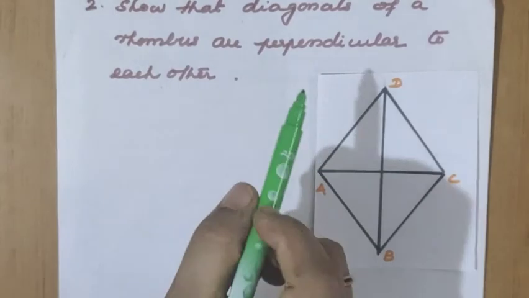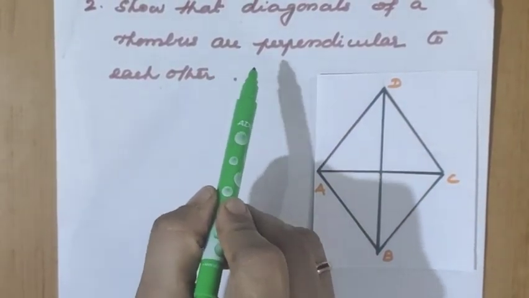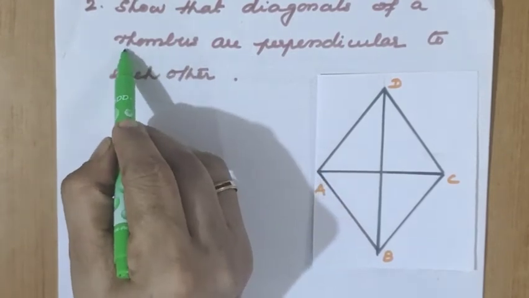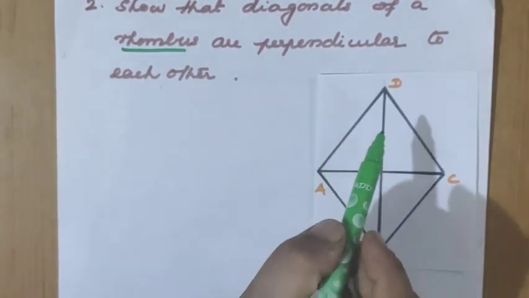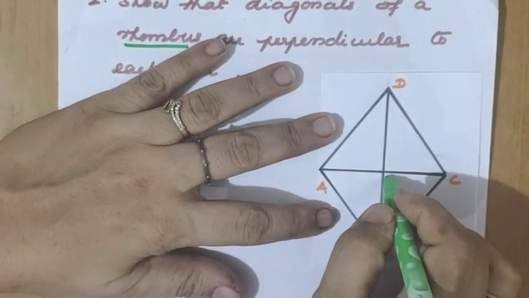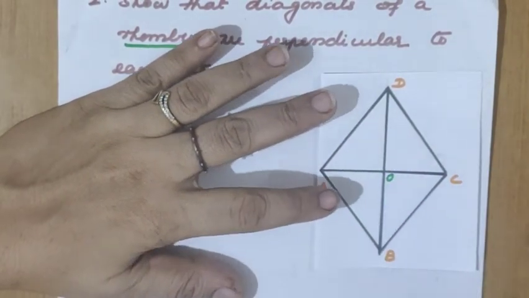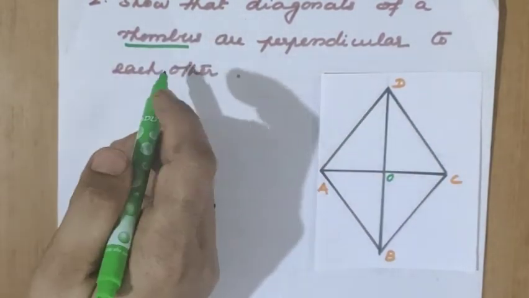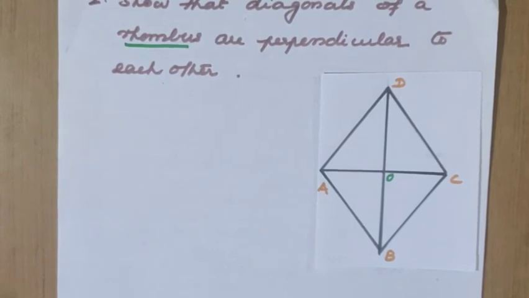Example 2: show that the diagonals of a rhombus are perpendicular to each other. Means a rhombus is given and its diagonals are perpendicular to each other. So we have to prove that angle O equal to 90 degree. See, first point is that it is a rhombus. Rhombus means it's a special type of parallelogram.